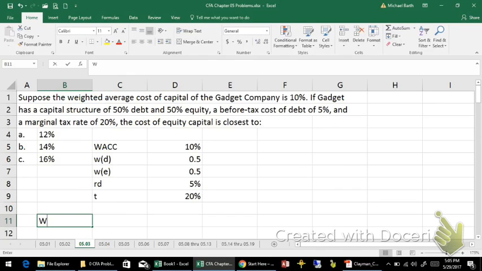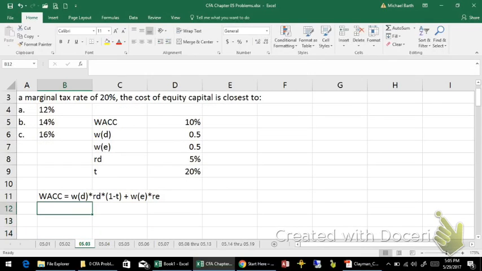Alright, so the weighted average cost of capital is equal to WD times RD times 1 minus T plus WE, the weight of equity, times the cost of equity. And so what I'm solving for is RE, the cost of equity.